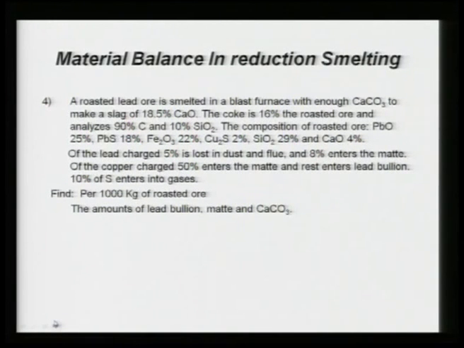Of the copper charge, 50% enters into the mat and the rest enters with lead bullion. 10% of sulfur enters into gases. Per 1000 kg of roasted ore, you have to calculate amounts of lead bullion, mat and calcium carbonate.